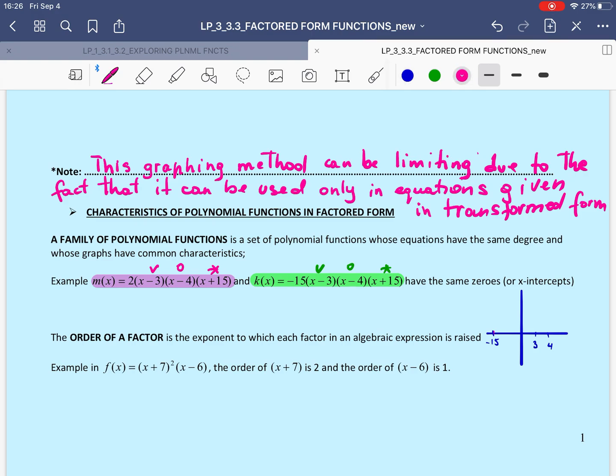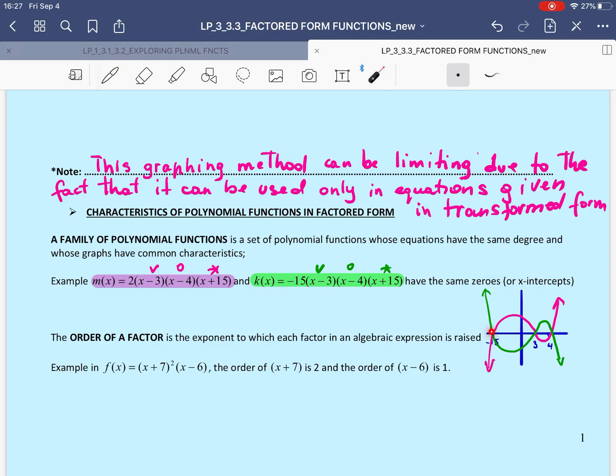So the first one will extend from quadrant 3 to quadrant 1. That's because the behavior is that of a linear function with a positive slope. And the second one will have a negative coefficient, will extend from quadrant 2 to quadrant 4.